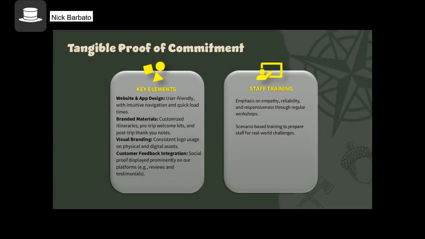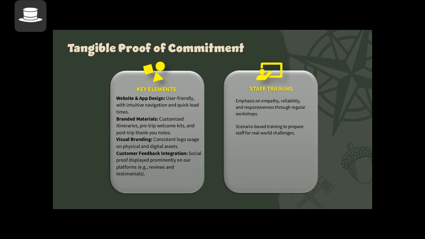Lastly, let's discuss the physical evidence, the tangible proof of our commitment to quality. Our website and app are designed to be intuitive and visually engaging, reflecting our brand's adventurous yet professional identity. Travel kits, which include destination guides and essentials, offer students a sense of preparedness and care. Additionally, our branded material, such as uniforms for coordinators and thank-you notes post-travel, further enhances trust and loyalty.